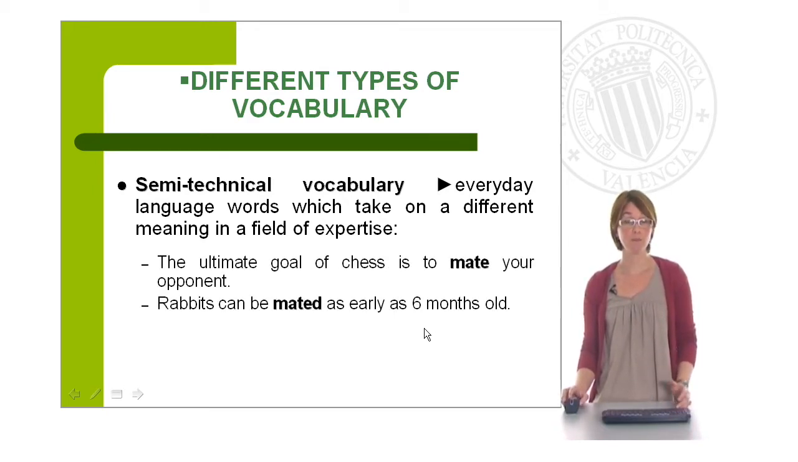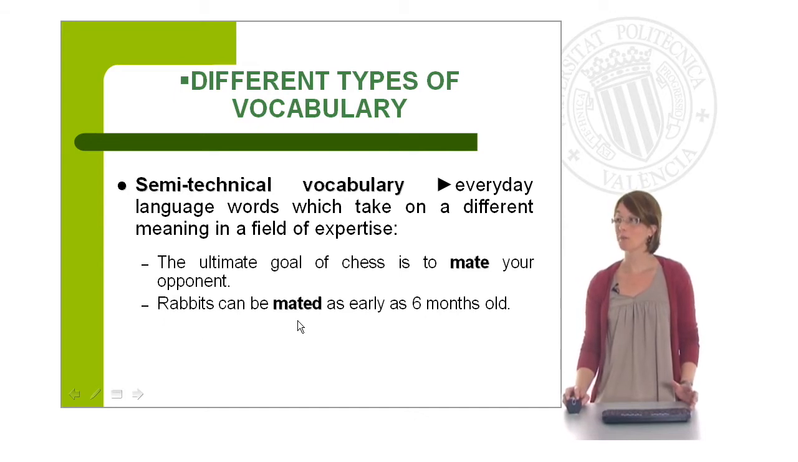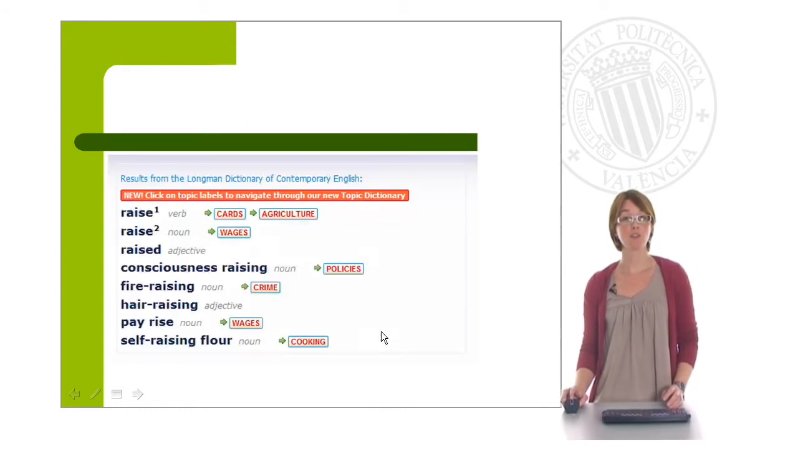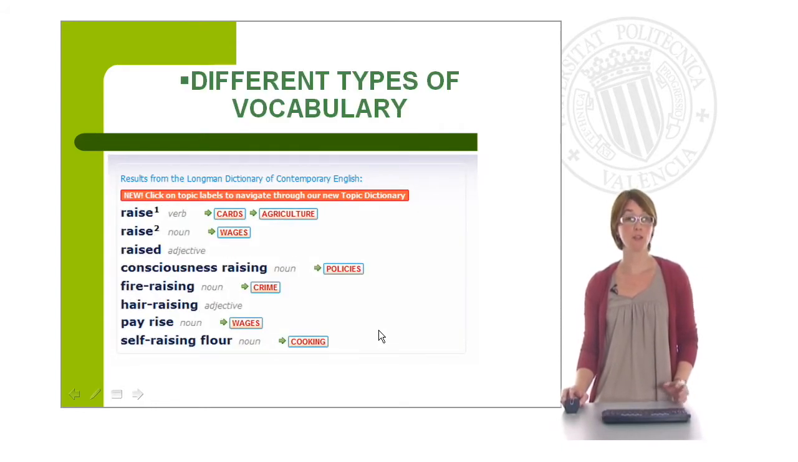So, for example, here we have two different uses of the verb to mate. In the first one, the ultimate goal of chess is to mate your opponent. But then we have a different use with a totally different context, which is rabbits can be mated as early as 6 months old. Right. The important thing about semi-technical vocabulary is that you need the context to know what the meaning of the word is. Right.